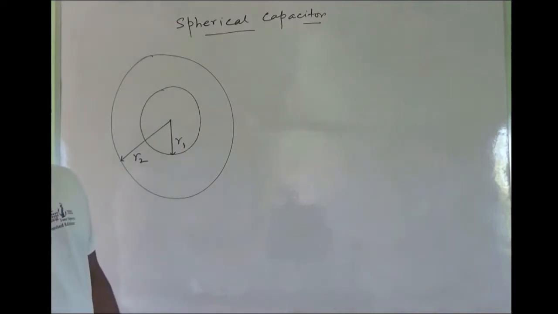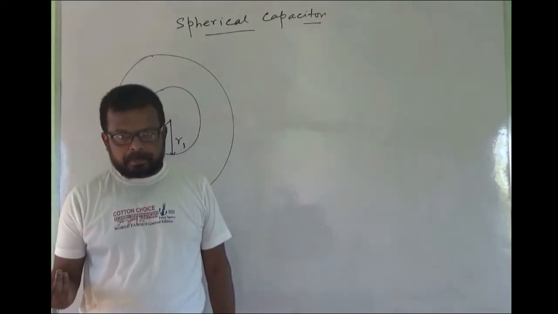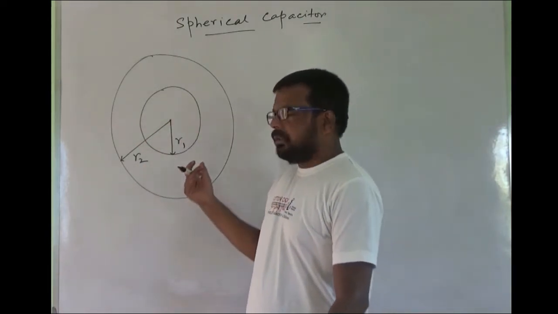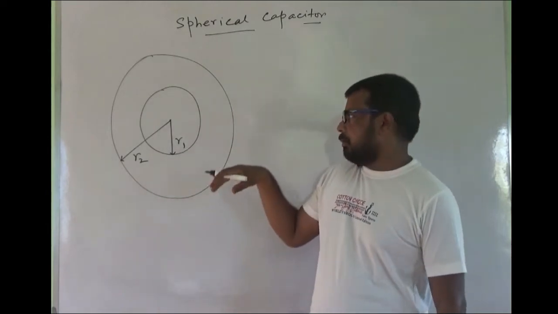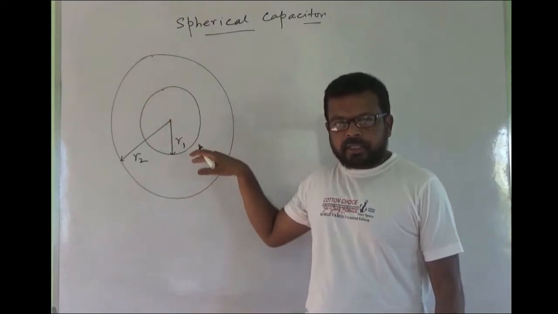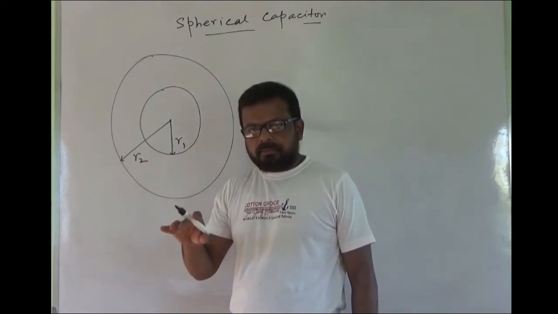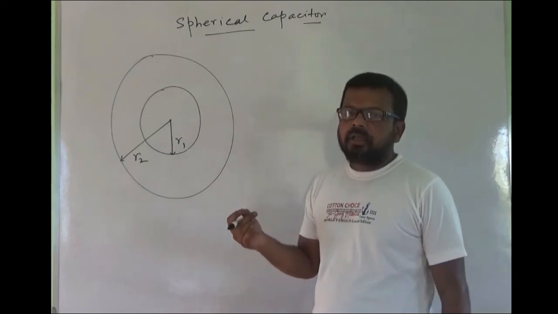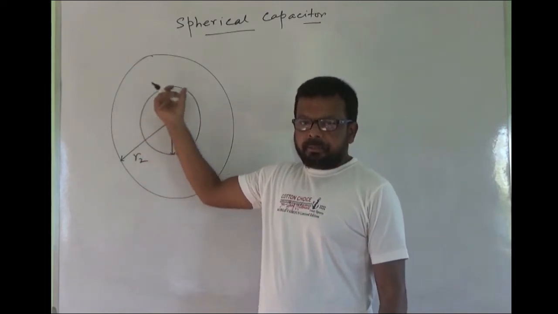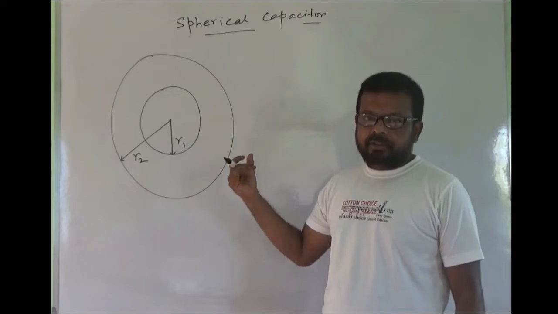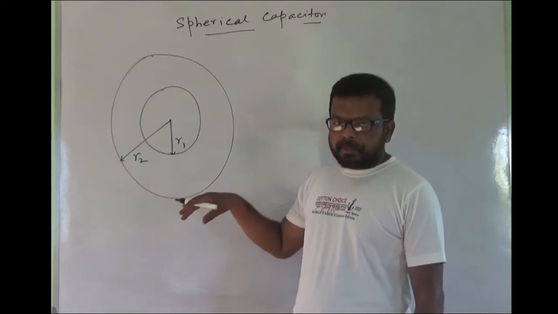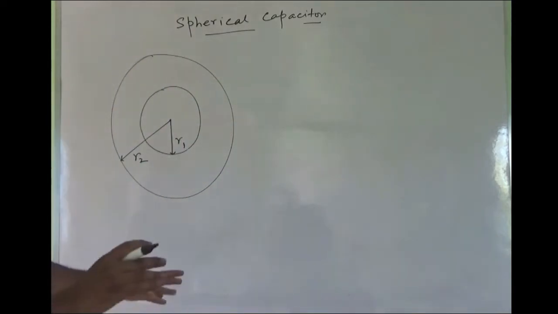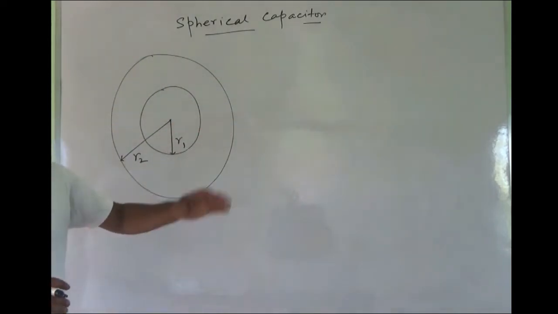Now if we place a dielectric medium between the two spherical cells, then the capacitance will be K times that of the vacuum capacitor. If there is vacuum, the capacitance is C0, and if there is a medium of dielectric constant K, then the capacitance will be K into C0. We have proved that in general, and it is also applicable to the spherical capacitor.